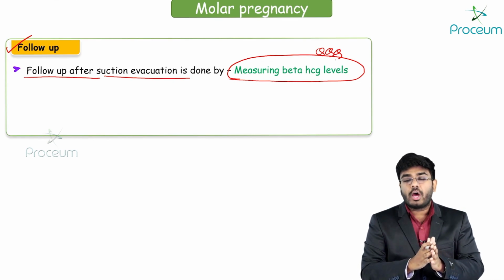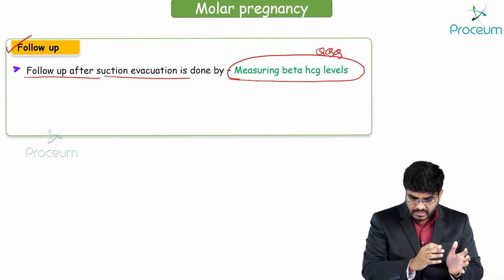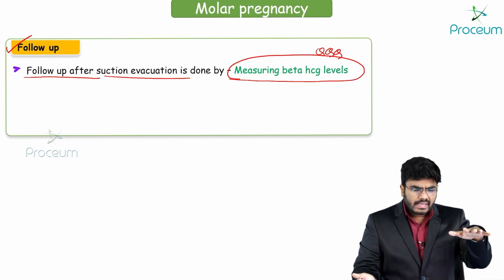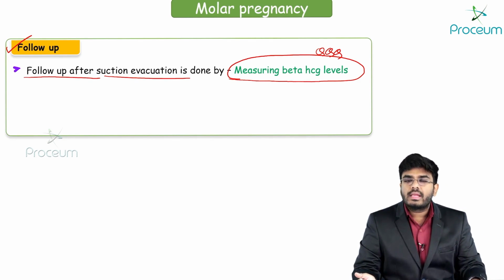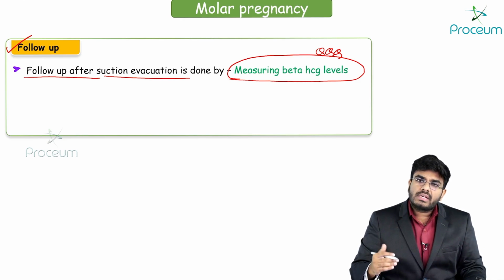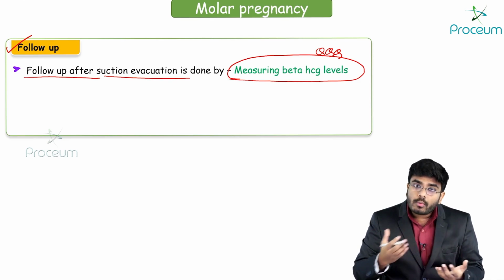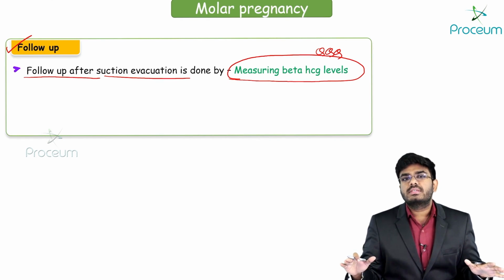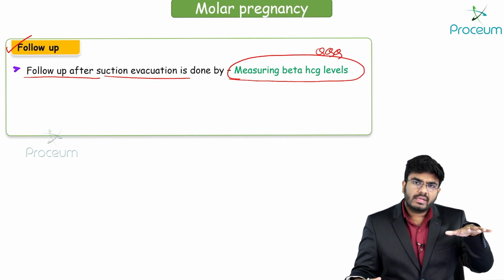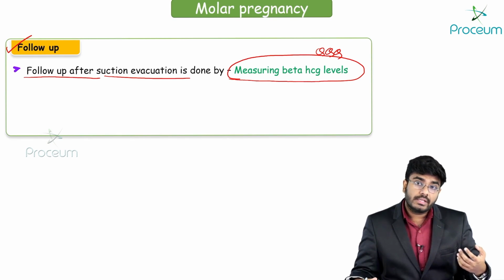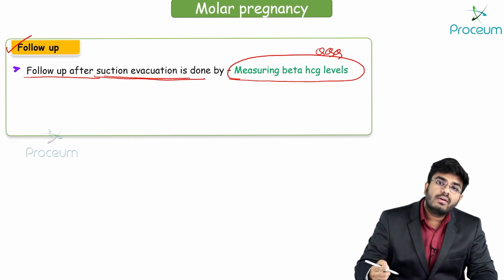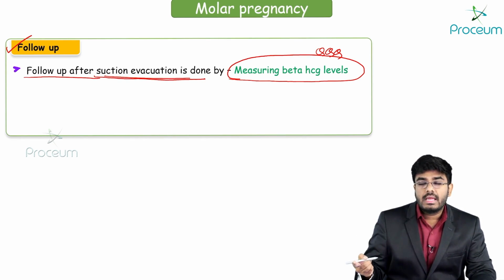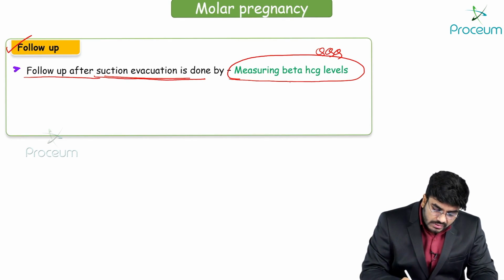If everything is all right, if you have done the suction evacuation properly and taken out the entire trophoblastic tissue, beta HCG levels should gradually fall, day by day. If beta HCG levels are coming down, that's normal and everything is settling. But if beta HCG levels are not coming down, they are plateauing, it means trophoblastic tissue is still present inside the uterus. So you have to do the suction evacuation again and ask the patient to come for follow-up for the next 6 months. And for the follow-up, you are measuring the beta HCG levels.